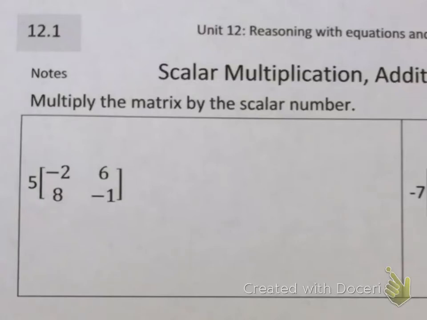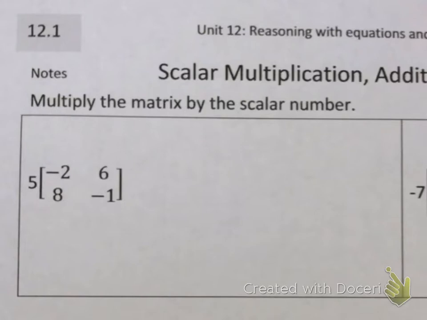This is Note Taking Guide 12.1 for Math 2. Today we're going to start a chapter on matrices, which are just another way to write out equations in a different way. So just like we can multiply an equation through by a number, or add equations or polynomials together, we're going to be doing the same thing with matrices.